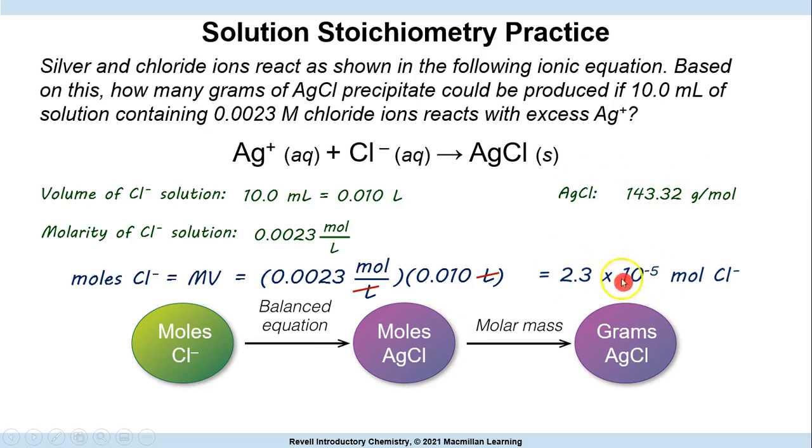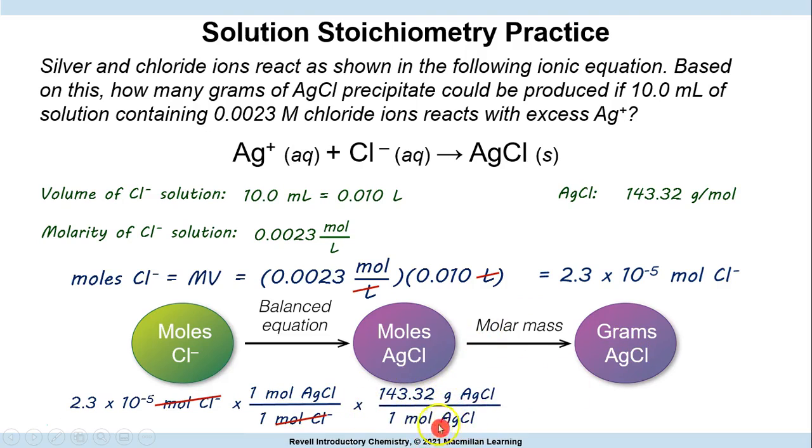So let's start with our moles of the chloride. We are going to use the balanced equation to convert to moles of silver chloride. So 1 mole of chloride is giving us 1 mole of silver chloride. So that's our conversion factor. We see that the moles of chloride here will cancel, and we're left with moles of silver chloride. From the moles of silver chloride, we are going to use the molar mass to convert to grams of silver chloride. So we are going to multiply by that conversion factor. The moles of silver chloride cancel, and we're left with grams. And that gives us 3.3 times 10 to the minus 3 grams.